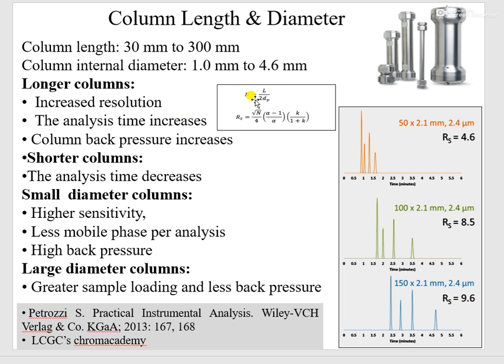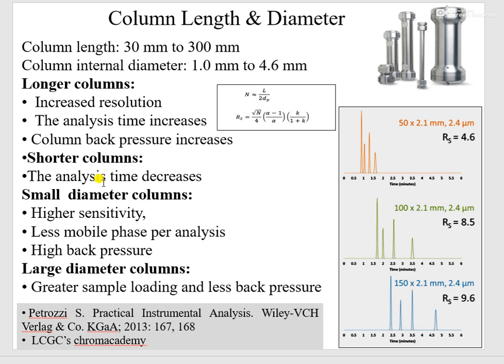As you can see from this equation, this is length of the column and this is diameter of particle size of stationary phase. So N is proportional to length of column. So as length of column increases, number of theoretical plates increases, and as per this equation, as number of theoretical plates increases, resolution will increase. So hence longer columns provide increased resolution, but at the same time the analysis time will increase because the sample has to pass through that long length. So analysis time will obviously increase. And with increase in column length, column back pressure will also increase.